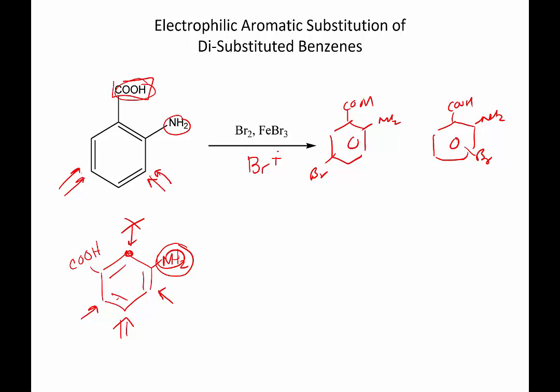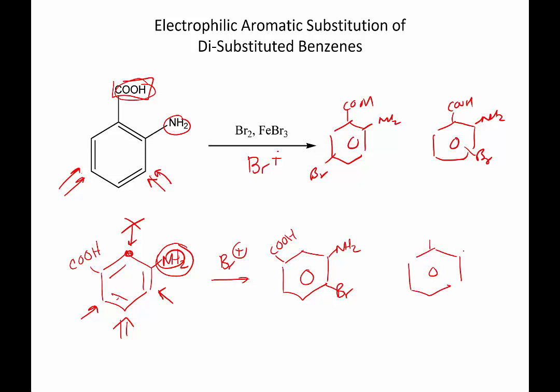So in this case, if I was to add a Br plus to that molecule, the two products that I would get would have the COOH here, the NH2 there, would have a Br there, and then the other product would be NH2 there, Br there, and COOH there.